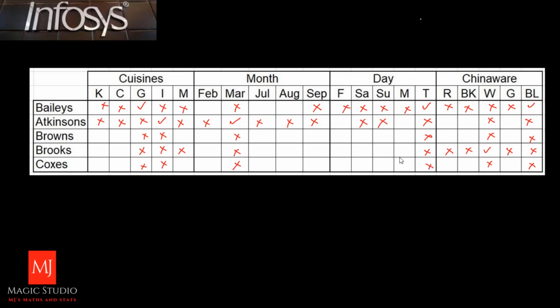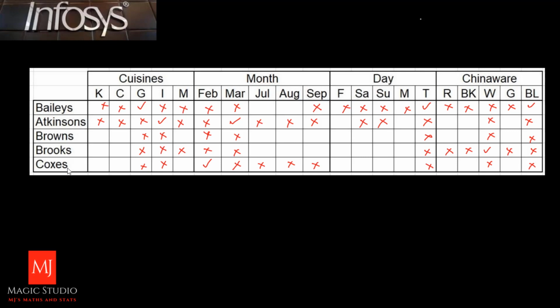And host party 1 month before Browns. 1 month before Browns. Browns are not clear still. Coxes are the first family to host. So Coxes are actually hosting in February. Okay. Now, it has been given that Baileys host 1 month before Browns. So obviously Bailey can host in August, then Browns in September. We need more information regarding that.